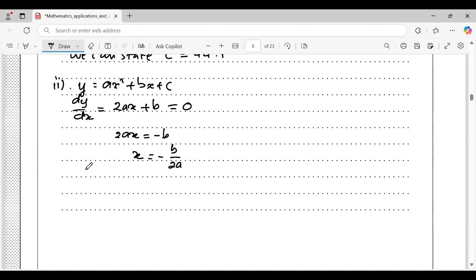So the vertex at the x-axis is equal to 0. It means minus b over 2a equals 0 as well. And then we can state that b equals 0.